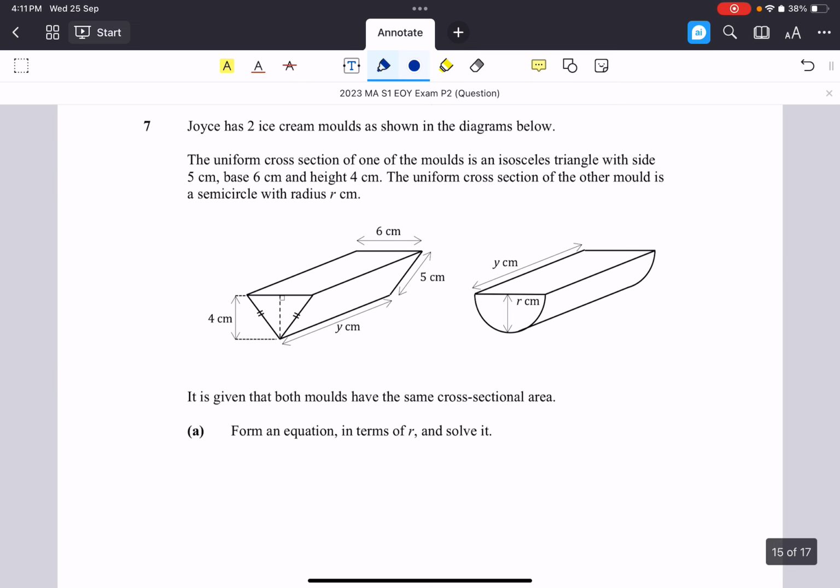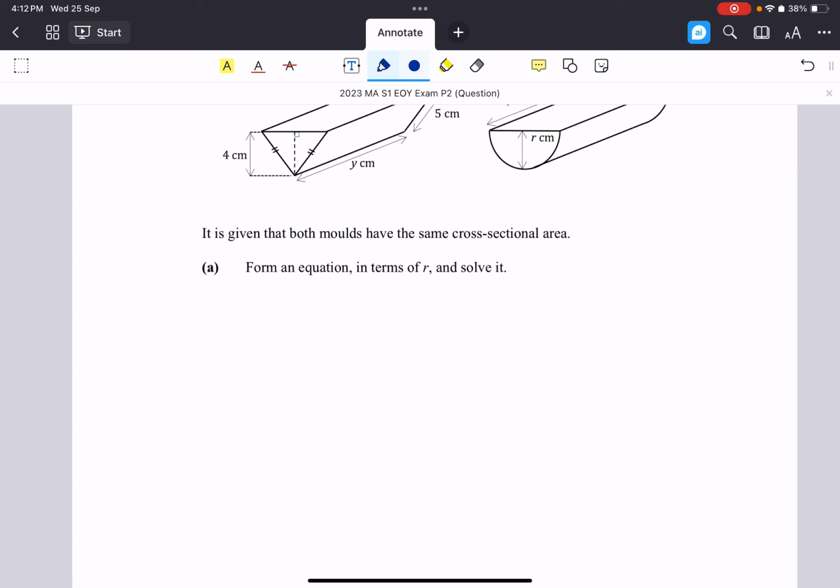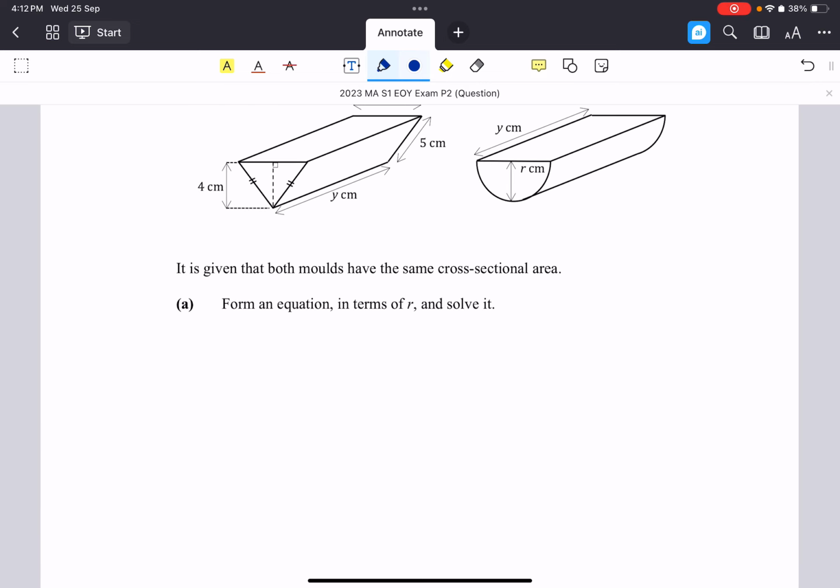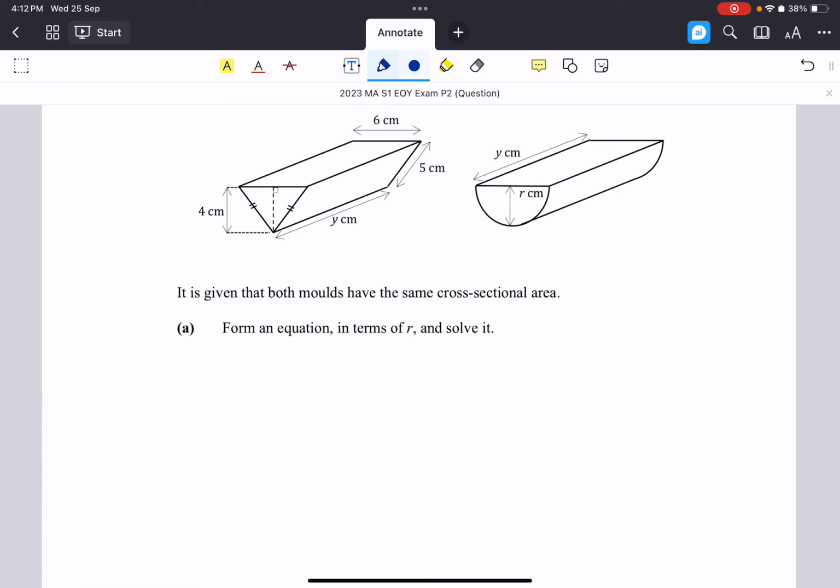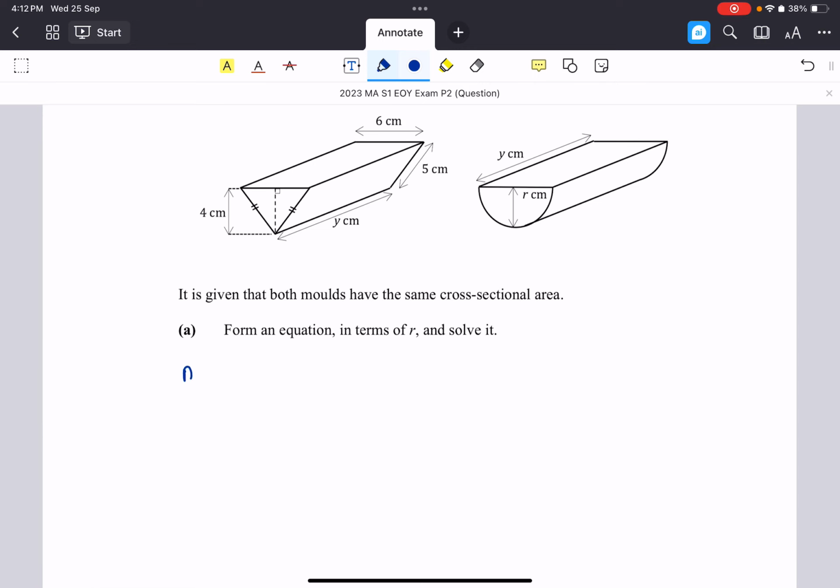Okay. So Joyce has two ice cream molds as shown. The uniform cross section of the mold is an isosceles triangle, and the other one is a semicircle with a radius r. So it is given that both have the same cross-sectional area. So what we need to do is find the area of the cross-section, and they should be the same, right? So let's see. Now, what information do we have? Well, it means that the area of the semicircle is equal to the area of the triangle, right? Because one is a triangle, one is a semicircle, but the area is the same.